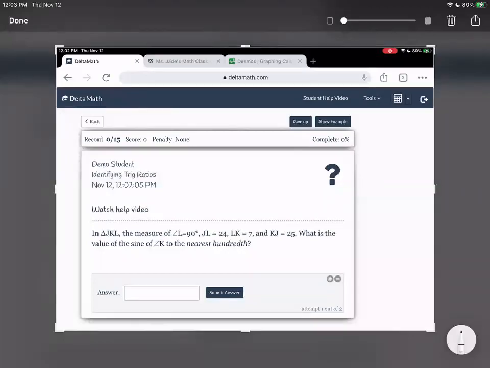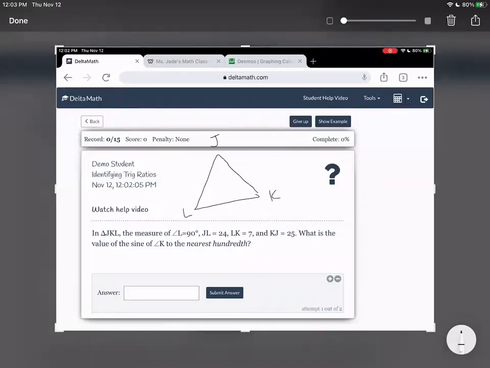It says in triangle JKL, the measure of angle L is that, JL is that, LK is that, blah, blah, blah. So let's draw a picture because that means nothing to me unless I actually see it. So I'm going to draw a triangle. Okay, we can have any regular old triangle. I'm going to put J over here, K, and L. The measure of angle L is 90 degrees.